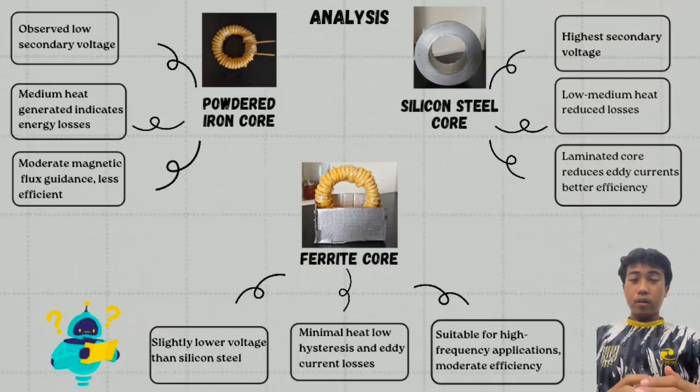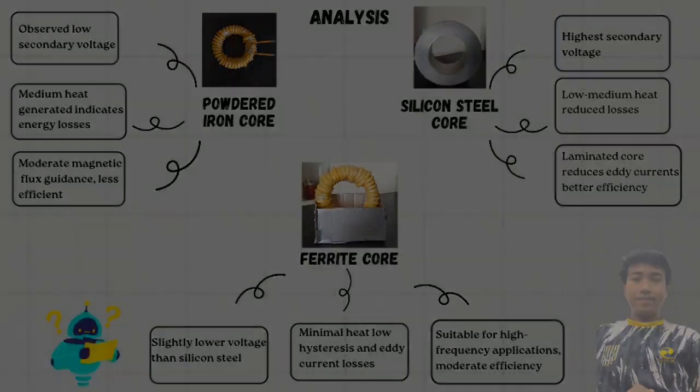Finally, the ferrite core. The ferrite core produces a slightly lower voltage than silicon steel, but it generates very minimal heat. This shows that hysteresis and eddy current losses are very low. Ferrite cores are best suited for high frequency application, offering moderate efficiency with excellent thermal performance.